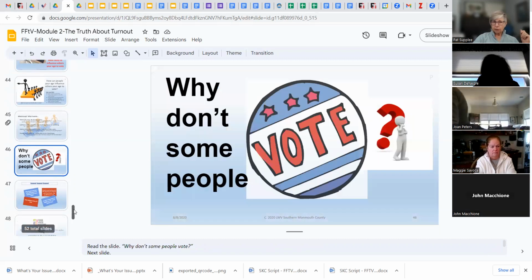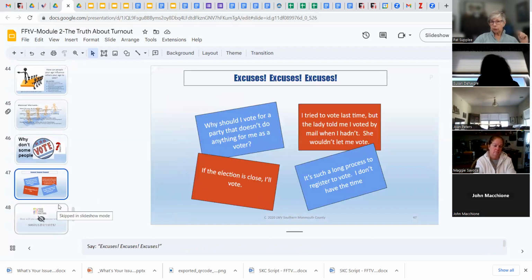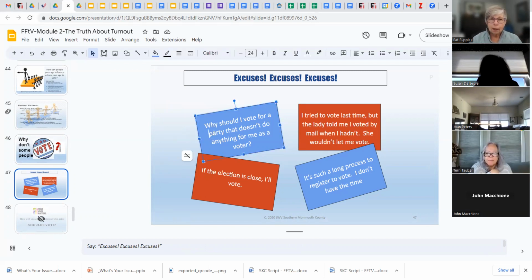And then this is where we say, so why don't some people vote? And we use the excuses game. There's that party word again. I'm so glad you're on this call. Oh, I'm going to have to change that with a screenshot.